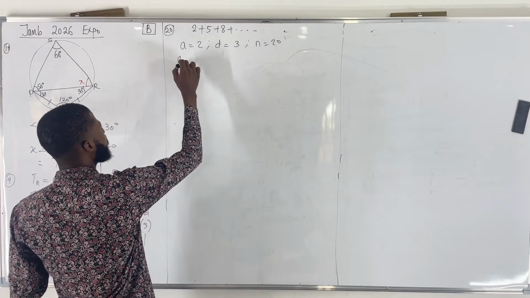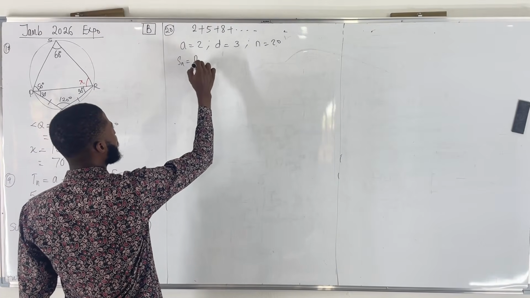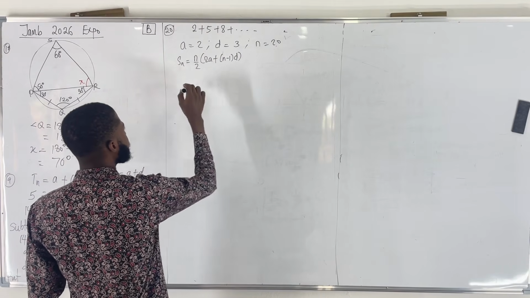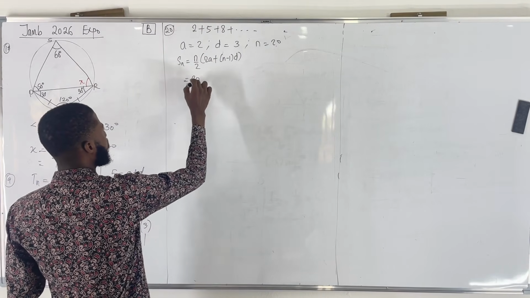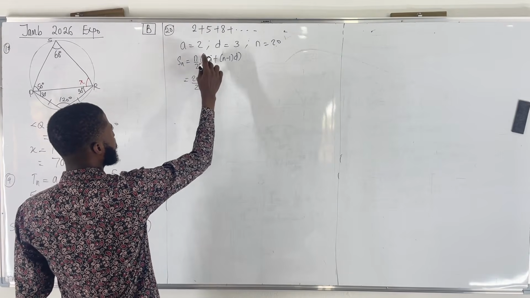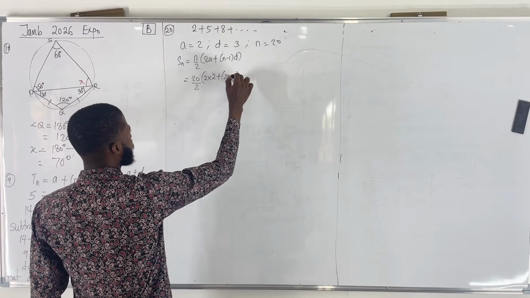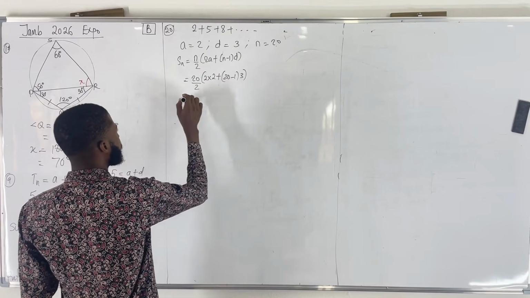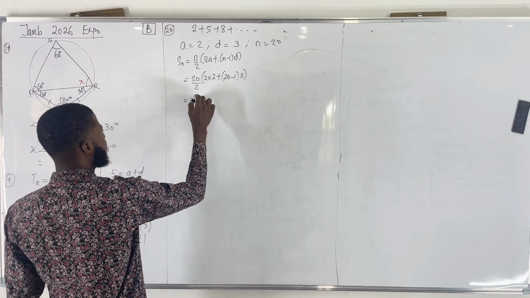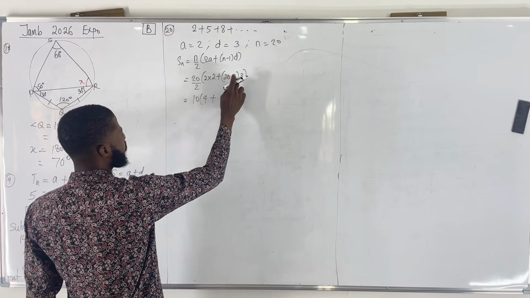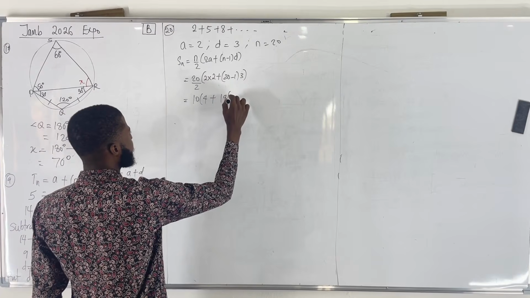Now, the sum of terms formula for an AP is n over 2 bracket 2a plus n minus 1 bracket d. So our n is 20 over 2 bracket 2 times a, which is 2, plus n, which is 20, minus 1, and then d is 3. Now 20 over 2 is 10. 2 times 2 here is 4, plus 20 minus 1 is 19. So you're going to have 19 times 3.